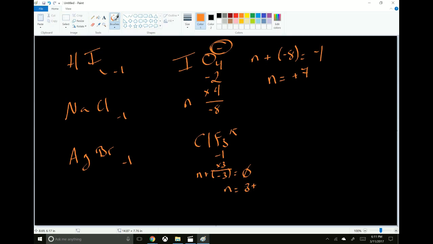So oxidation numbers can be difficult. They can be confusing. You're going to have to do the math. That's really all there is to it. Do the math and remember that long list of rules. And you're going to have to practice, practice, practice.